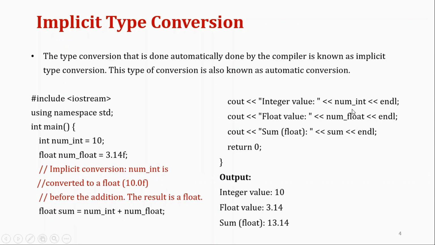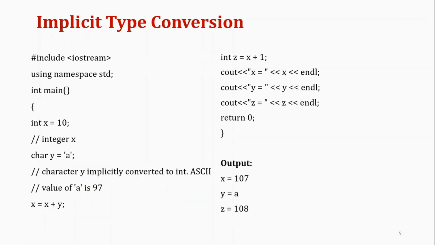So numInt is displayed, numFloat is displayed, and sum is the summation of the converted integer to float plus the float, added, and the result is given over here. This conversion is done automatically by the compiler. Such a type conversion is called implicit type conversion. And here is another example of implicit type conversion.